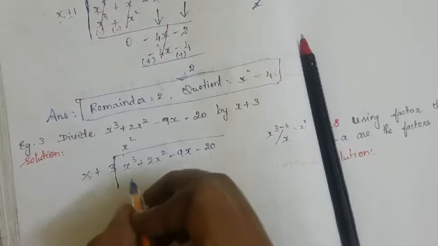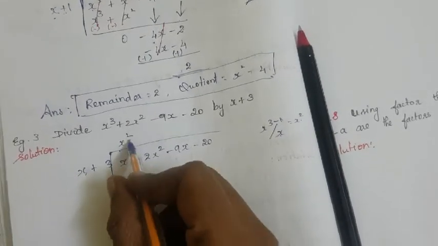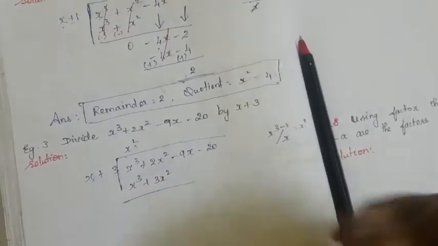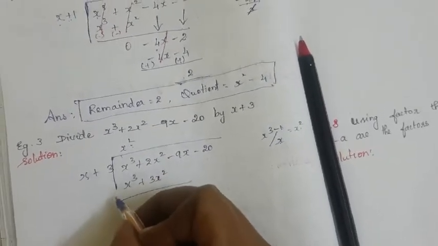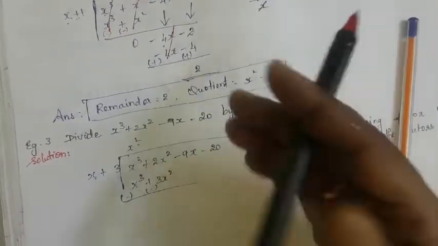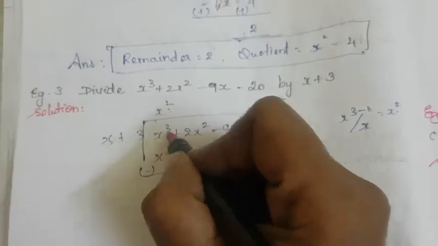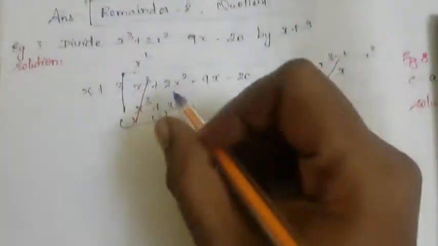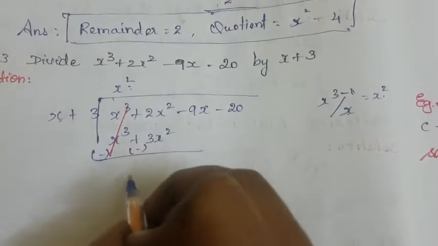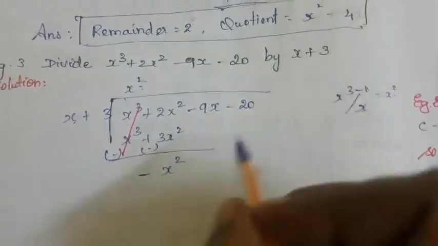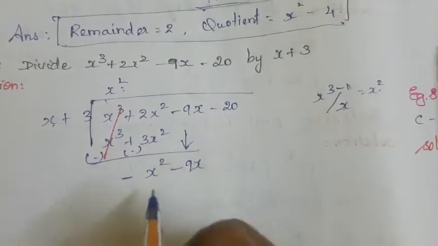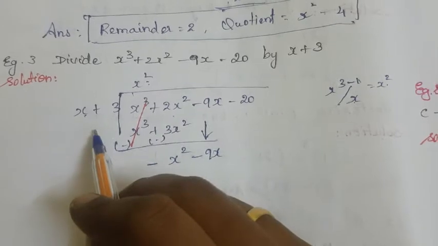So x squared into x becomes x cube. x squared into 3 becomes 3x squared. Now we will change the sign, minus, here also minus, so now this will be cancelled. Here 2x squared minus 3x squared will definitely be minus x squared. The next term, if you take it, will be minus 9x. So here it is minus x squared, here it is x.